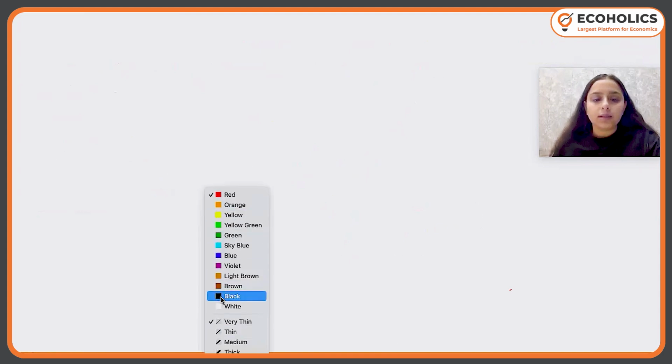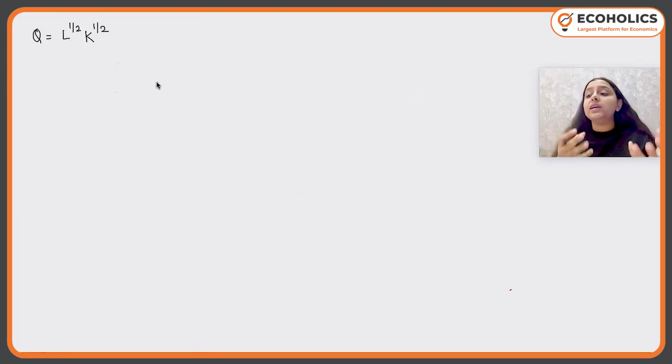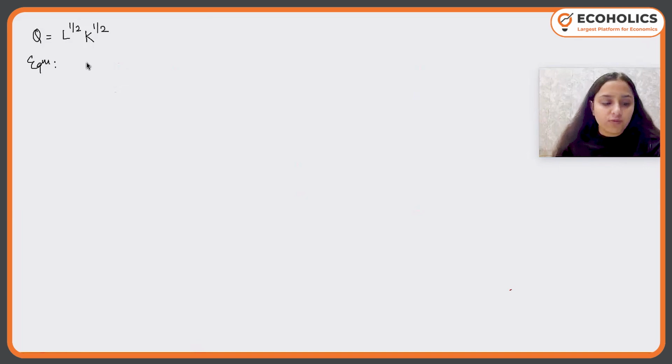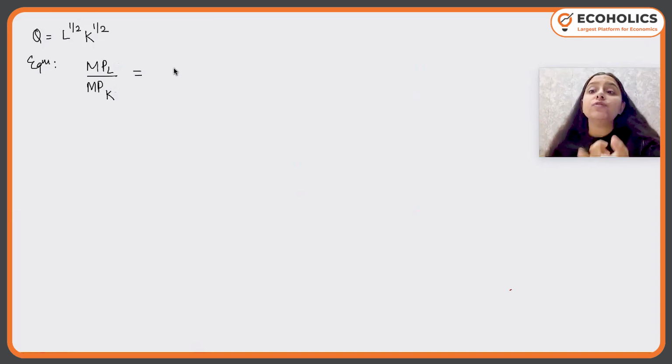Now, let's solve it. First of all, I have taken my Q equals L raised to the power half, K raised to the power half function. Now, where do we achieve equilibrium for a Cobb-Douglas production function? When we do the Lagrange method, or even if I write the equilibrium condition directly, equilibrium is achieved where the ratio of the marginal productivity of labor and the marginal productivity of capital, MPL and MPK, is equal to the ratio of the prices of these factors of production.